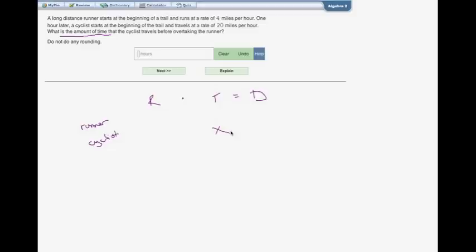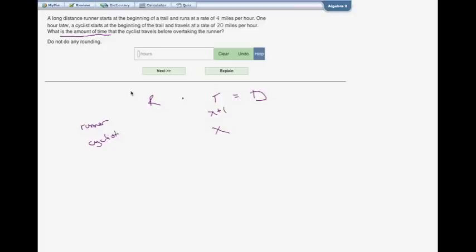And what do we know about the runner's time? It says the cyclist starts an hour after the runner. So if the runner was running for 5 hours, the cyclist was riding for 4 hours because he started an hour later. So however long the cyclist was going is x. Add 1 to it to find out how long the runner was going because the runner started an hour earlier.